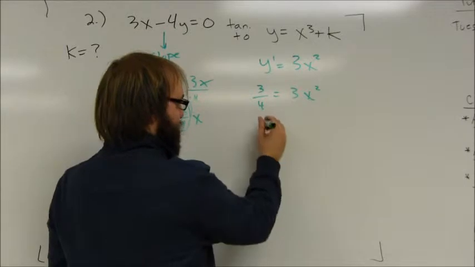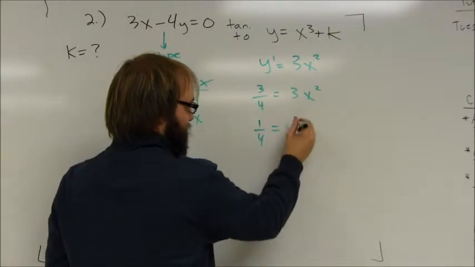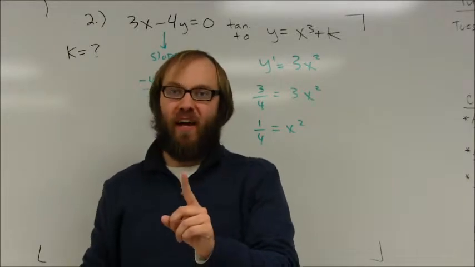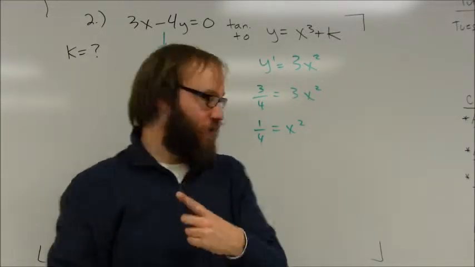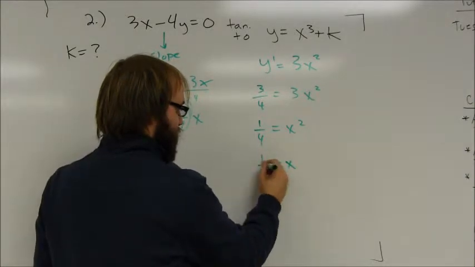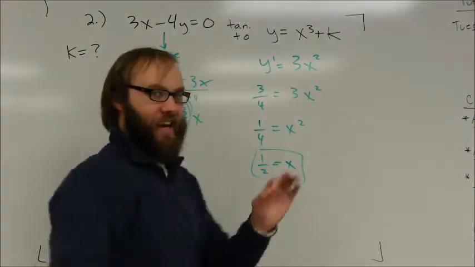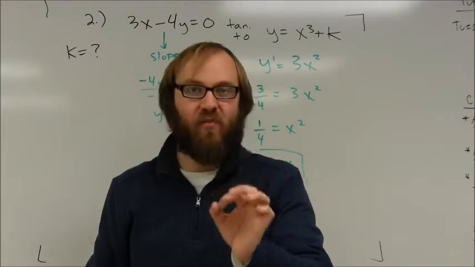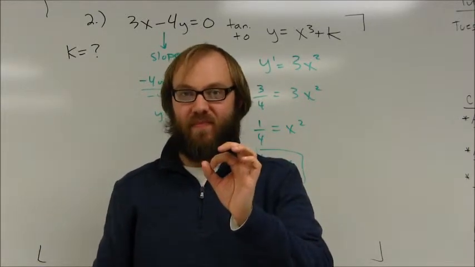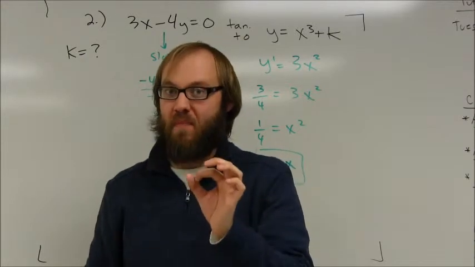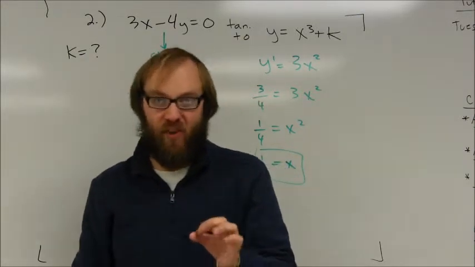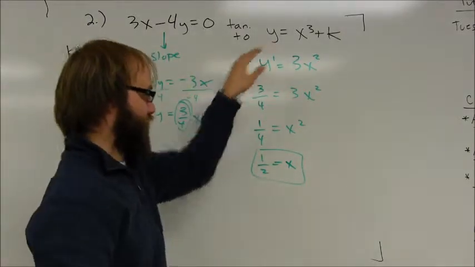Divide both sides by 3, you end up with 1/4 equals x squared. Remember that they're talking only about the first quadrant, so we only need to look at the positive square root here. Of course, if I take the square root of both sides, I find out that x is equal to 1/2. And you have to be careful, because 1/2 is one of the choices on the worksheet, not one of the answers that we want to use, because they didn't ask me for the x point where those lines intersect at the same slope. They asked me what the k value is going to be.